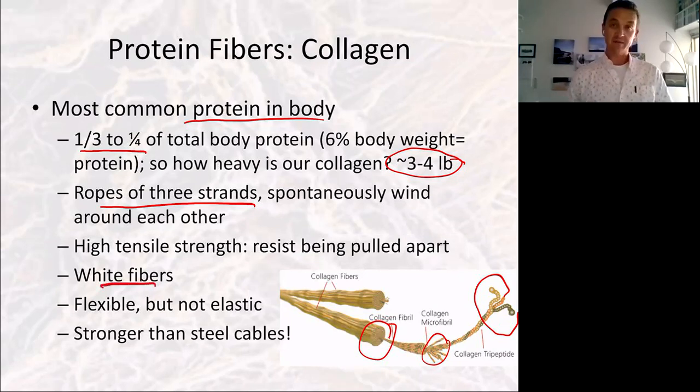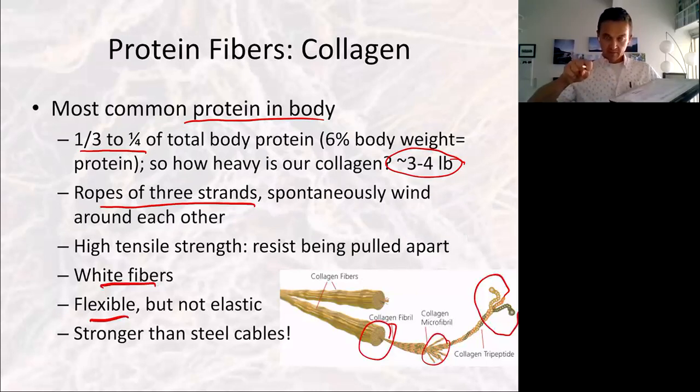These are called white fibers because they show up white under the microscope. They are flexible, which means they can stretch a little bit, but they don't tend to bounce back very strongly. If we extrapolate the size of these fibers out to be the size of a steel cable, these are much stronger than a steel cable. If we match the size of steel, this is much stronger than that.